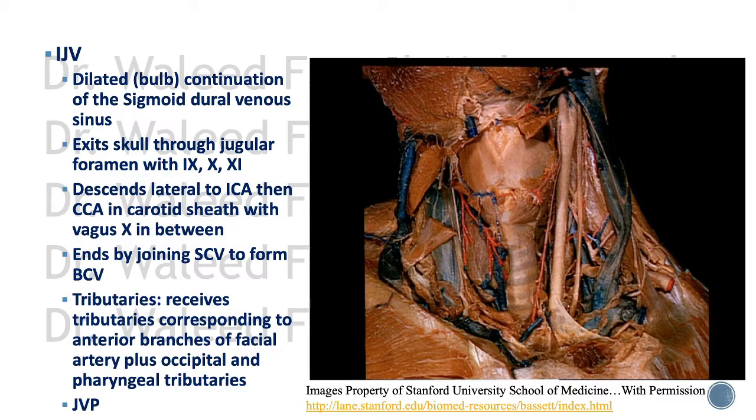It descends down, it takes tributaries, remember this, that correspond to the anterior branches of the external carotid: it takes the superior thyroid, remember the middle thyroid, takes lingual, takes facial, okay? Plus occipital, it takes also occipital, and it takes directly from the pharynx, pharyngeal tributaries as it goes down. Okay, please don't forget that.